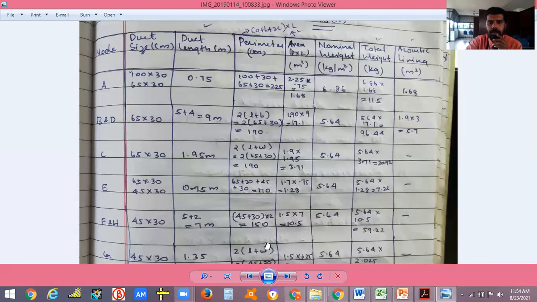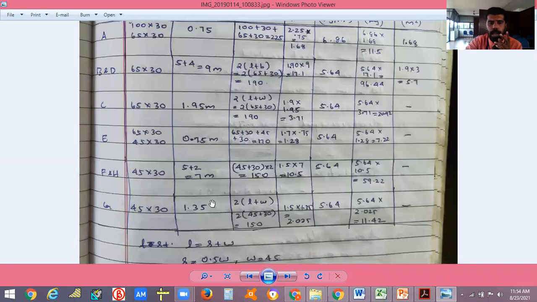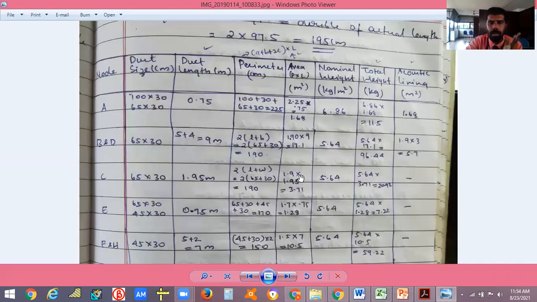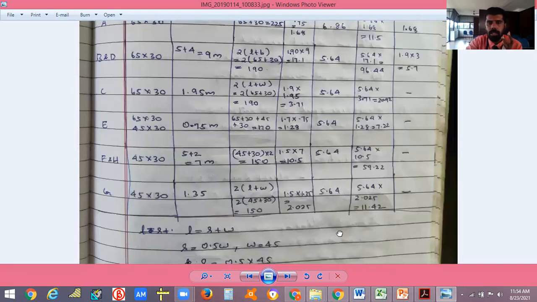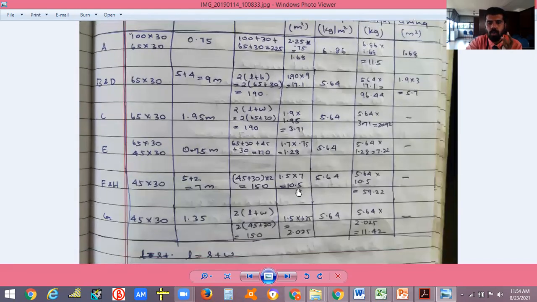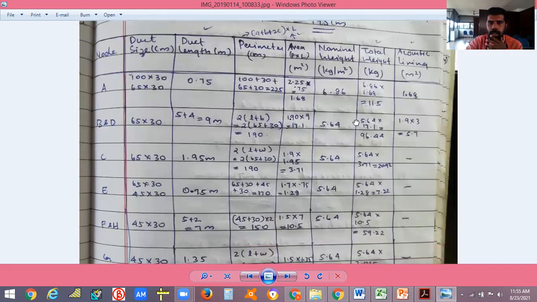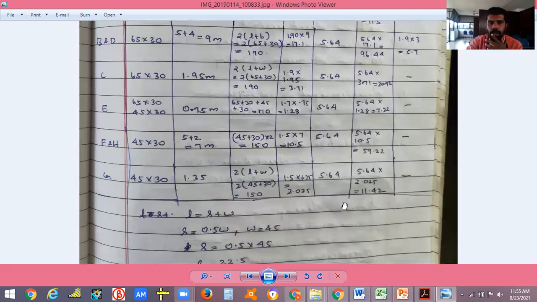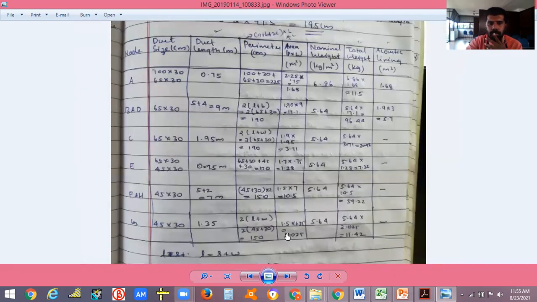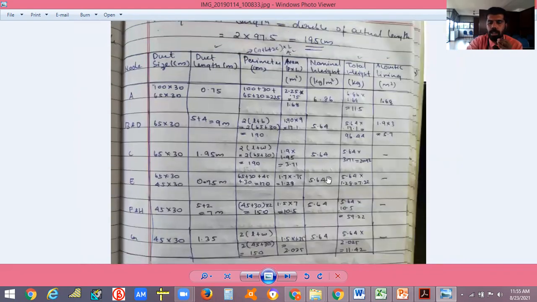So the perimeter, same formula, 2 into L plus W. Area, perimeter into length, you will get this. Nominal weight, you will get from the other tabular column. And total weight, this nominal weight into area, you will be getting the total weight. So this is the method we have to find out the values. Okay, you go through the video and find it out and see whether you are getting this answer.